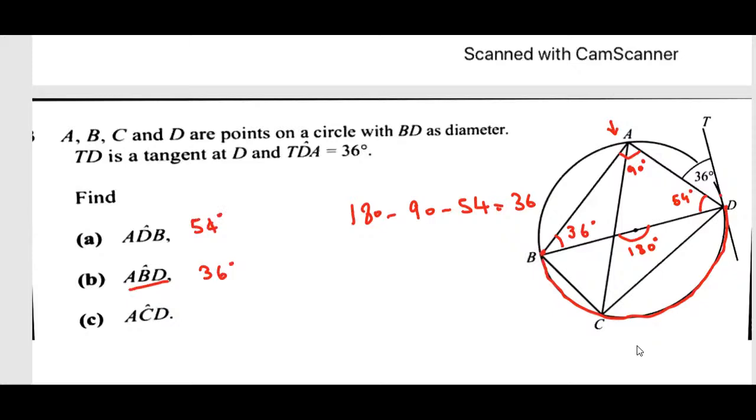ACD, what about this angle? Who's going to tell me? This will also be 36 because same segment. Very good. Because the angle B and angle C, they are making the same arc, right? So we know that these angles would be same. Excellent. Rania, did you understand this? Yes. Okay, very good.